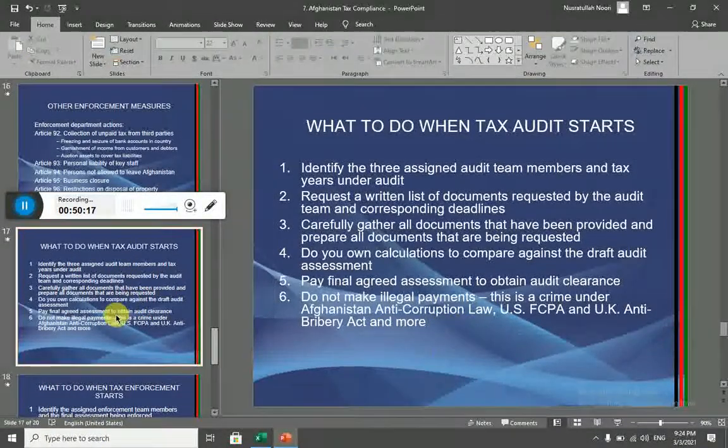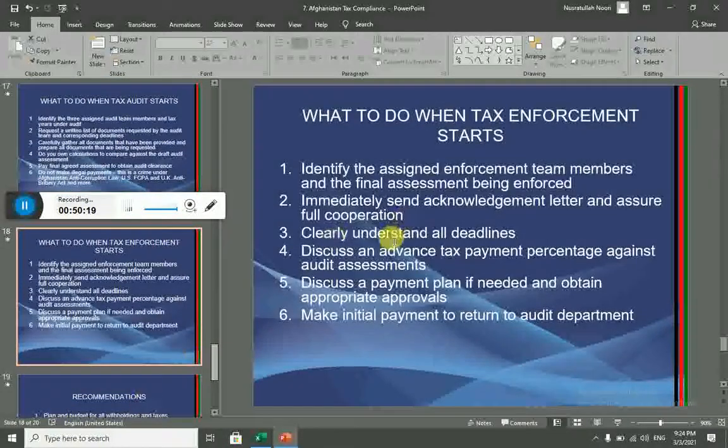Right? Okay. What we'll have to do when you are introduced to tax enforcement, the first thing you have to do is quickly go and meet with the tax enforcement officials and assure them of your compliance. Right? Identify the assigned enforcement team members and final assessment being enforced. Immediately send acknowledgement letter and assure full cooperation. Clearly understand all the deadlines. Discuss an advanced tax payment percentage against the audit assessment.